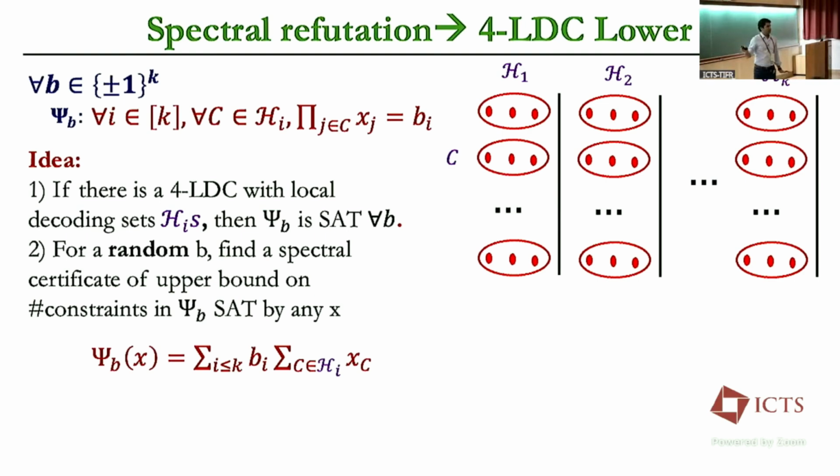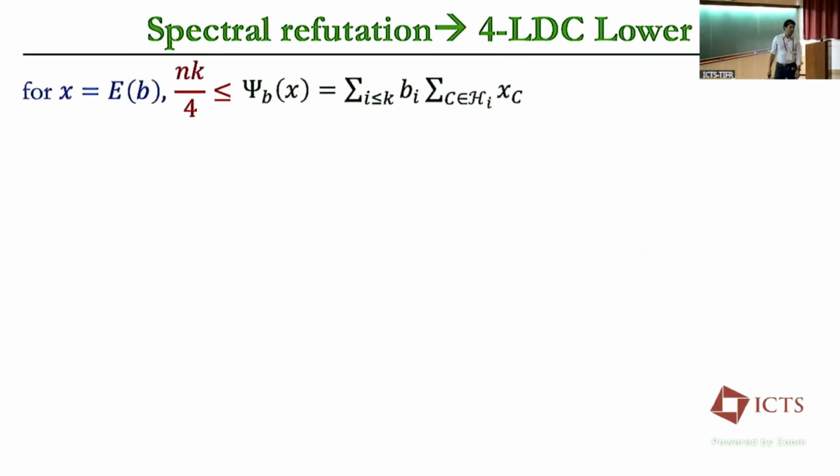And we have to prove an upper bound on this formula, psi B of X, for a random B over all possible x in plus minus 1 to the n. This is what we know: if it's an LDC, then it is large. On the other hand, we'll prove it's small, and then we'll be happy.